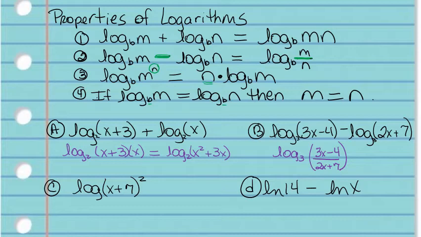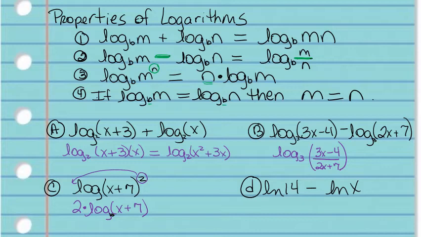The third example is using the power rule, where we can take the 2 and it becomes a multiplier. So that's 2 times log of x plus 7. And remember, this one is log base 10. It's not written in, so we have to know that it's base 10.